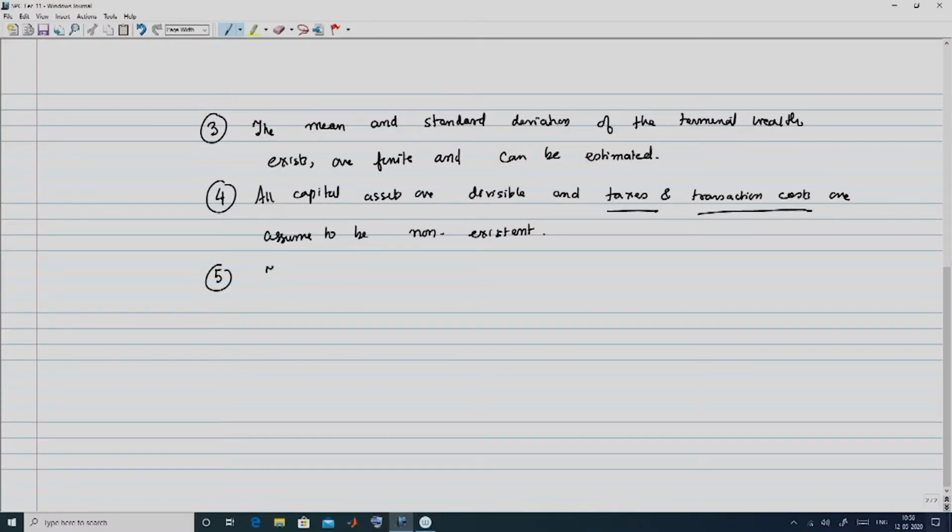5. There exists a single risk free interest rate, that means a single value of R subscript f introduced in the last class, and which is used for all borrowing and lending.